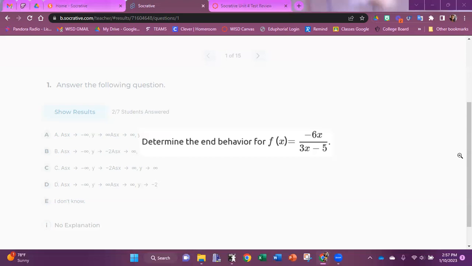So I was rushing and I did not put the spacing in, but it says as X goes to negative infinity, Y goes to infinity. As X goes to positive infinity, Y goes to blah, blah, blah. It's as.